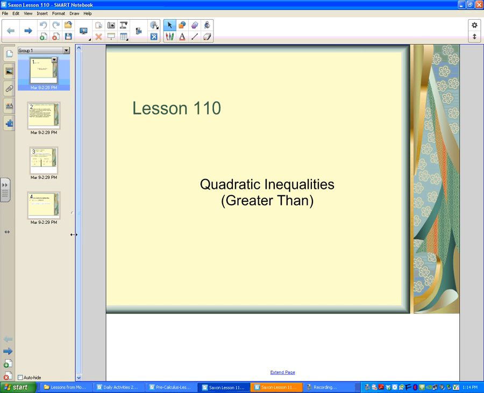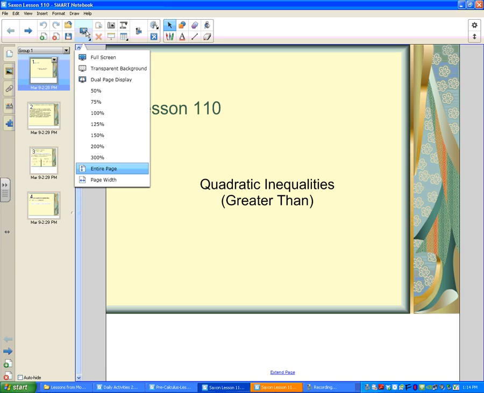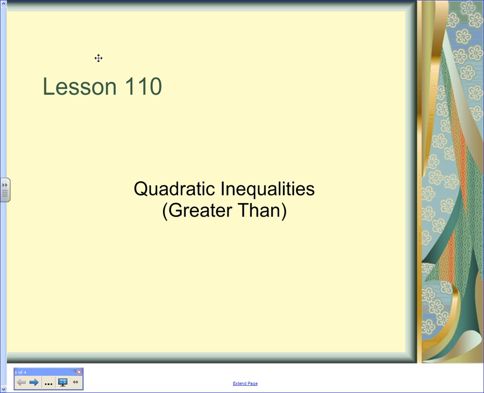So we're looking at quadratic inequalities for greater than. And then lesson 112 is quadratic inequalities that are less than. I did them last year as two separate lessons, and it really helps if you do them together.